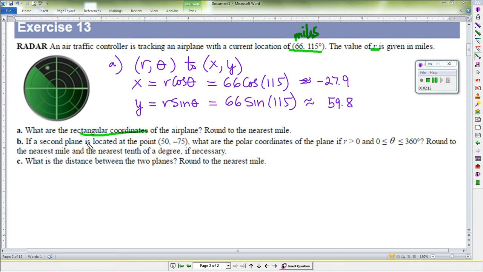If a second plane is located at the location (50, negative 75), what are the polar coordinates, given r, which is the radius, has to be positive and the angle theta is between 0 and 360 degrees. And round r to the nearest mile, and then the degree to the nearest tenth of a degree. So let's begin with part B now.